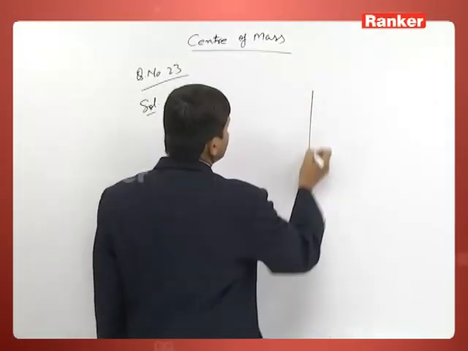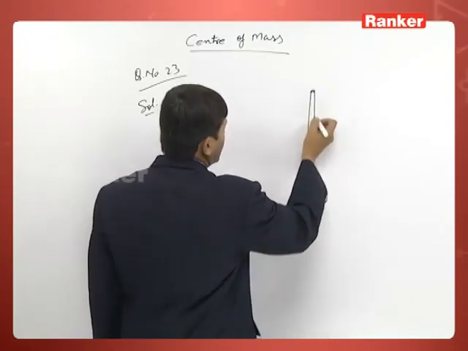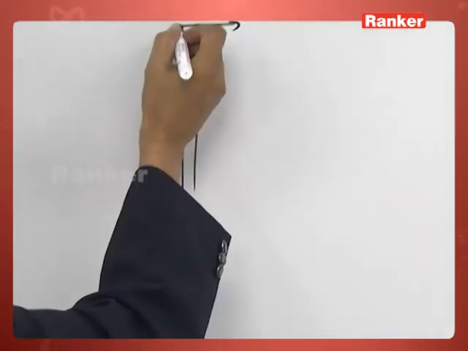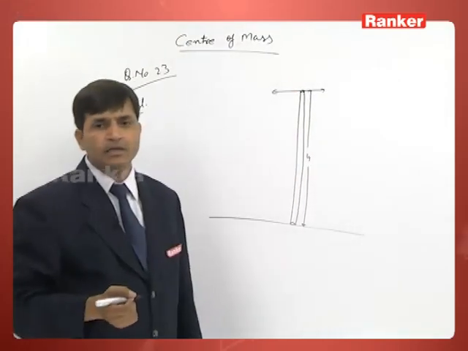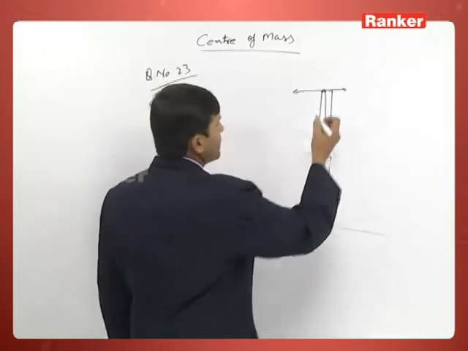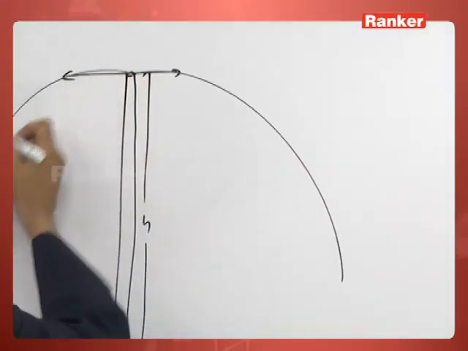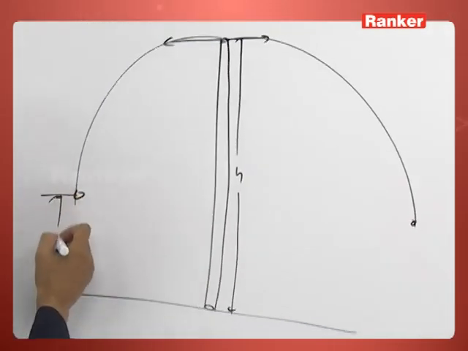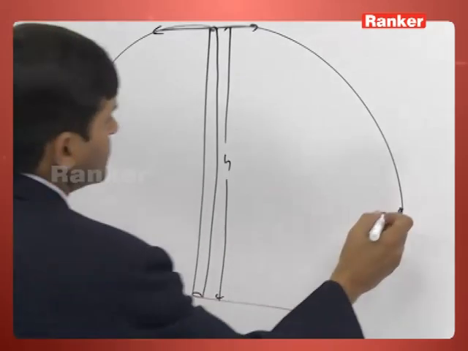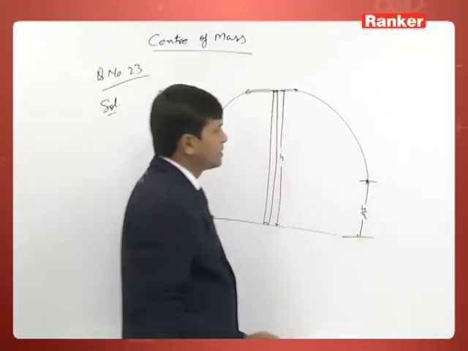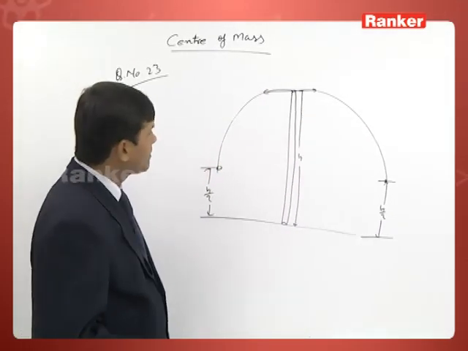They are saying this is your tower and the height of the tower is h. Now these are projected horizontally with the same velocity. Now when these two are falling and are at height h by 2, we have to find the velocity of their center of mass.